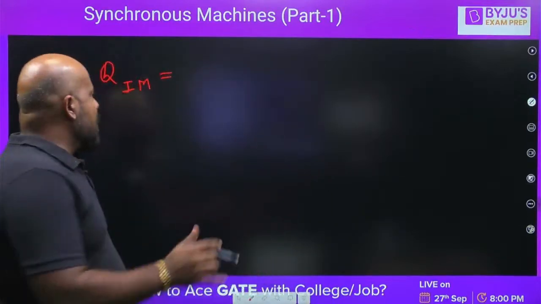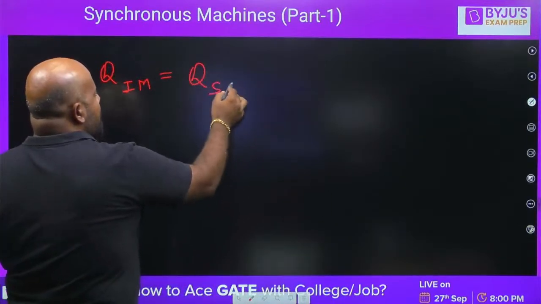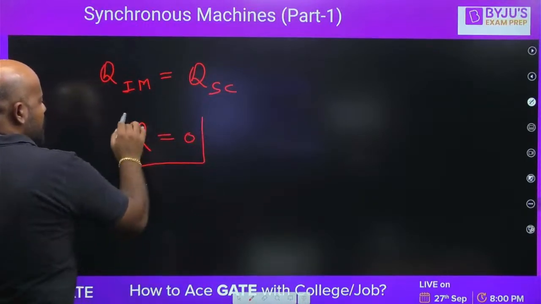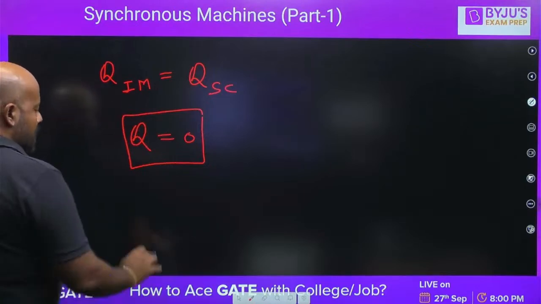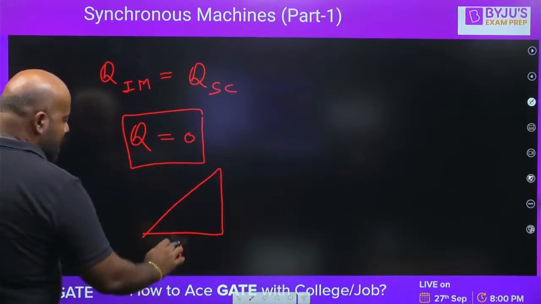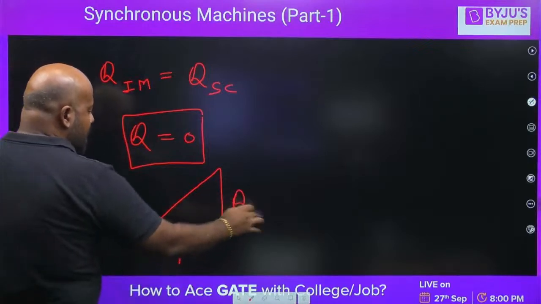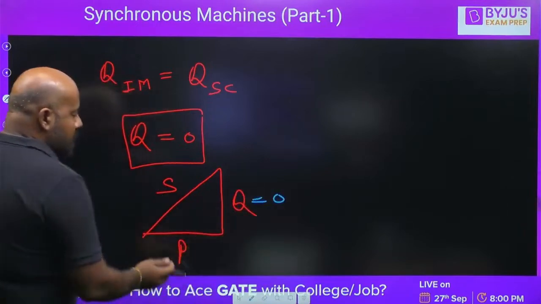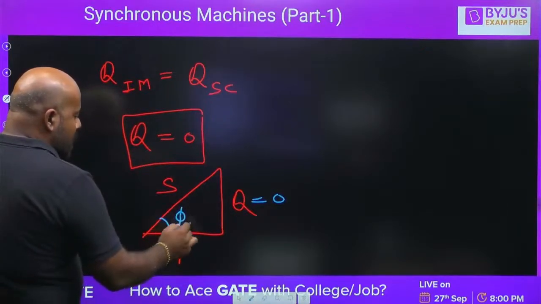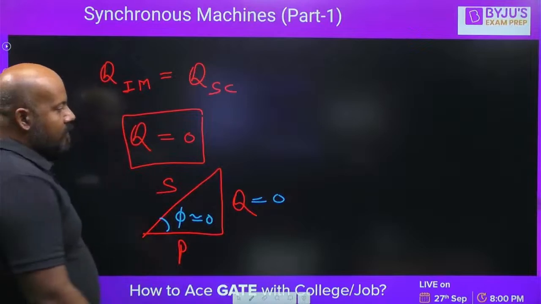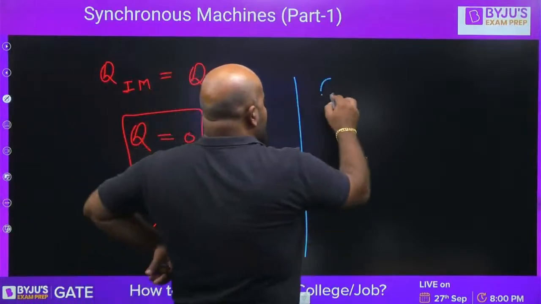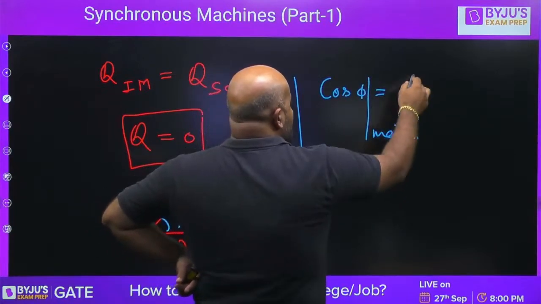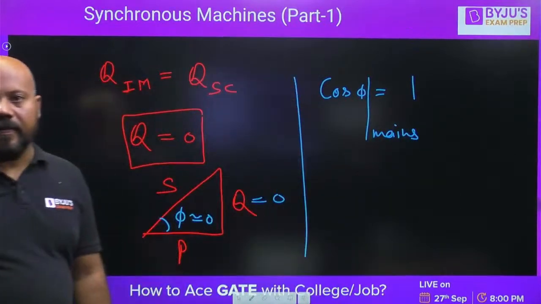It means the reactive power supplied from the mains is going to be 0. If this is a power triangle, this is the real power coming from the mains, this is the reactive power coming from the mains, this is the complex power. You are saying that this Q is 0. This Q is 0 means what? This angle is also 0. When phi is 0, what is cos phi? Operating power factor of the mains. That is 1. That is unity power factor.